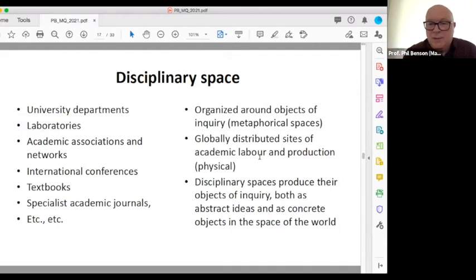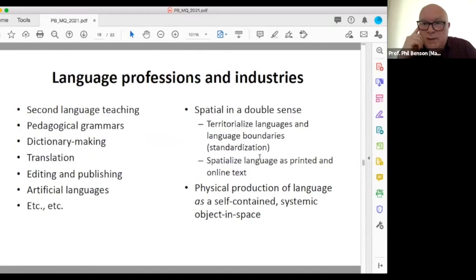Now, this last idea, the production of language as a concrete object, involves the various language professions and industries that are associated with linguistics, such as second language teaching, producing pedagogical grammars, dictionary making, translation, editing and publishing, creation of artificial languages, which interestingly is very important now in computational terms, but was a massive issue in the 17th century. That was really a heyday of the production of artificial languages, and I'll come to that in a moment.